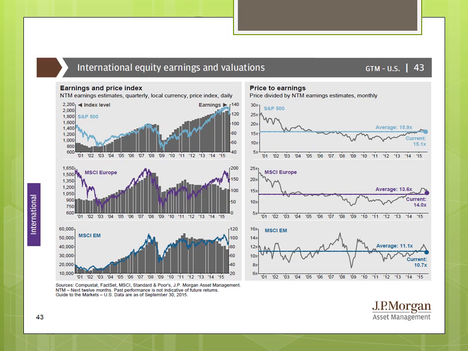Here's international equity earnings and valuations. This page indicates why investors should invest globally. On the right-hand side, we show PE ratios, which are at average levels. On the left side, we show earnings, which in the U.S. are up close to 30% from their peak in 2007. And Europe earnings are down 40%, and earnings for emerging markets are down about 27%.